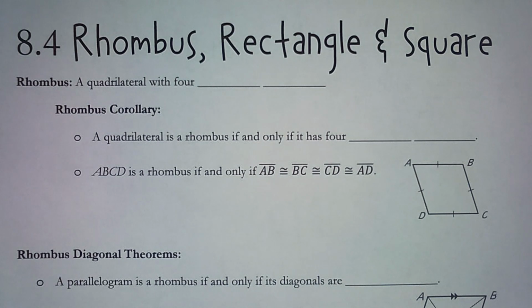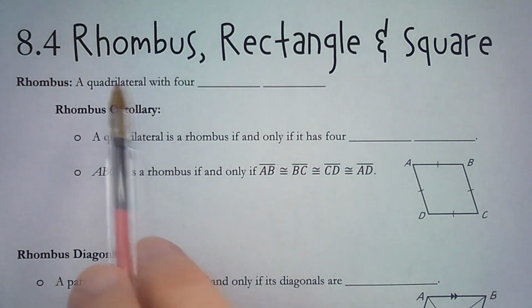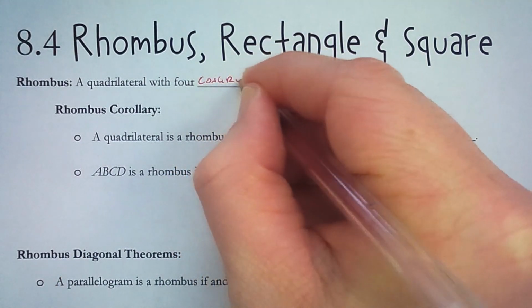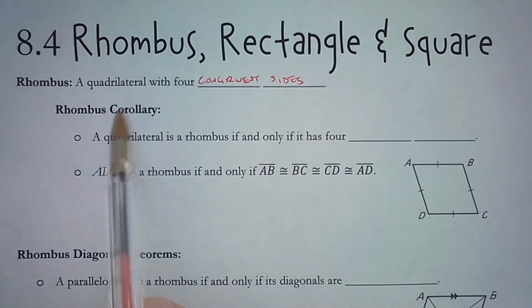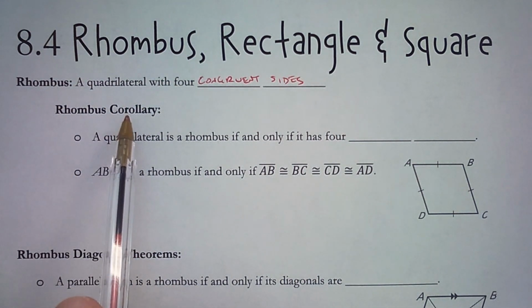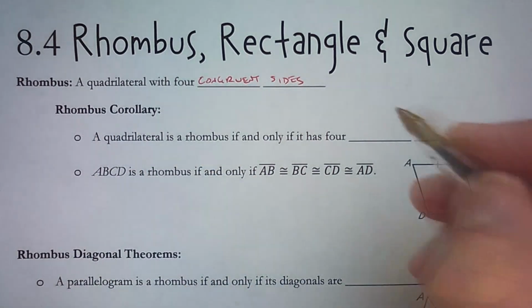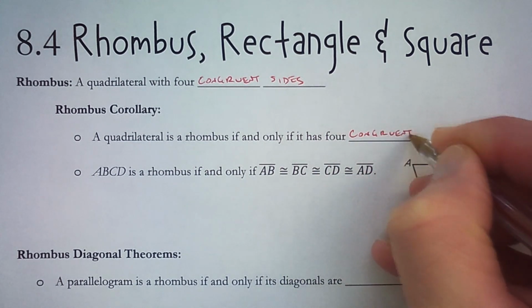Hey guys, today we are going to begin a lesson on the rhombus, the rectangle, and the square. We'll focus in today specifically on rhombus, a quadrilateral with four congruent sides. Okay, so a quadrilateral with four congruent sides is a rhombus. A corollary to that, which just means something that logically follows that, is that a quadrilateral is a rhombus if and only if it has four congruent sides.